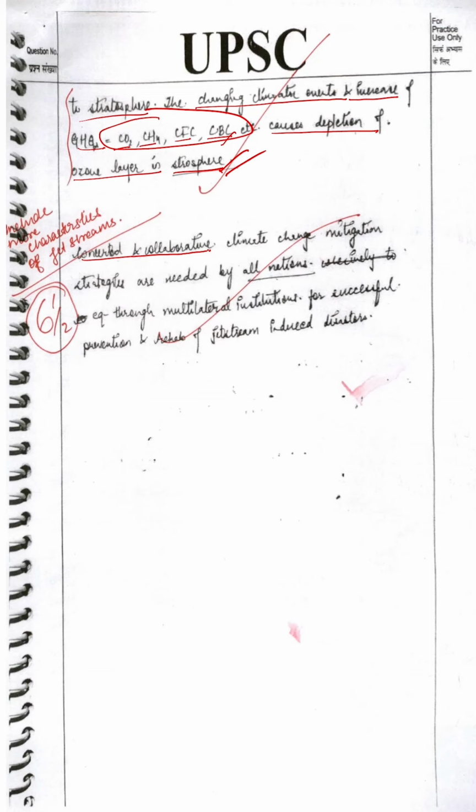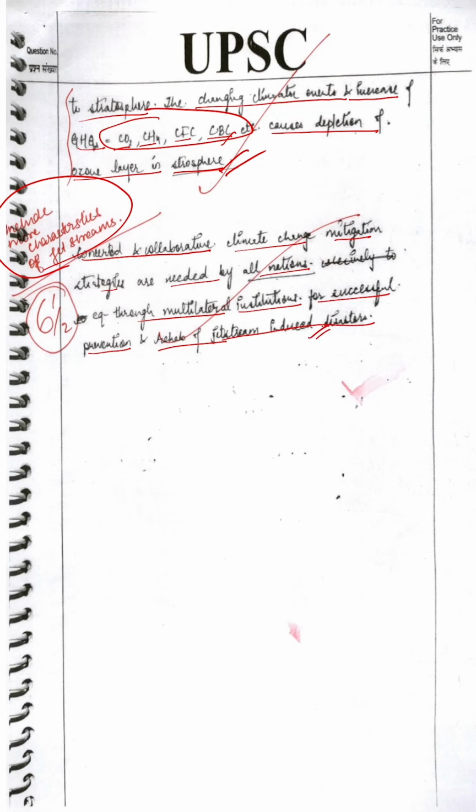Now, concerted and collaborative climate change mitigation strategies are needed by all nations currently. For example, through multilateral institutions, for successful prevention and for tackling jet stream induced disasters is needed. So here we can see that the characteristics of jet streams can also be included here, and a good conclusion has been provided here.